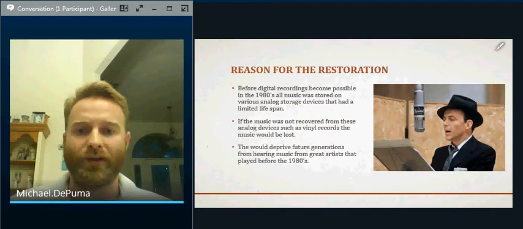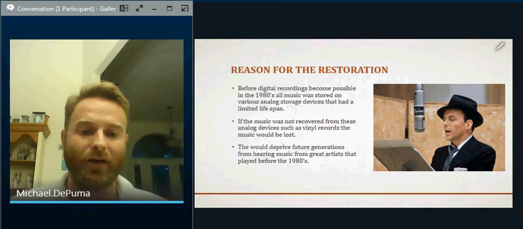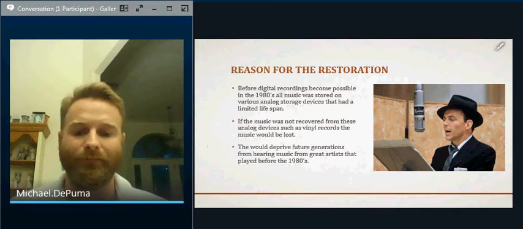The reason for this restoration is because before the 1980s, the only method for storing music was on analog devices such as vinyl records, which have a limited lifespan. And if we do not recover this music from the analog storage devices it's stored on and convert it to digital and remaster the gaps that might be missing or distorted, then we would lose this music forever and future generations would not be able to enjoy it.